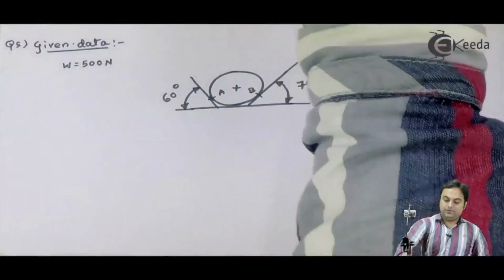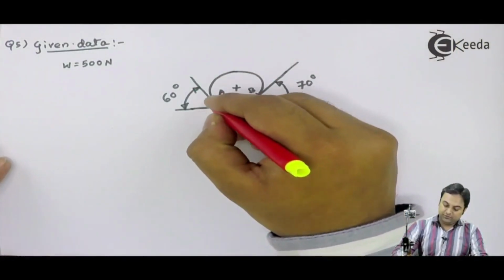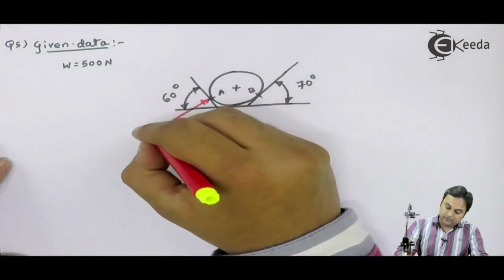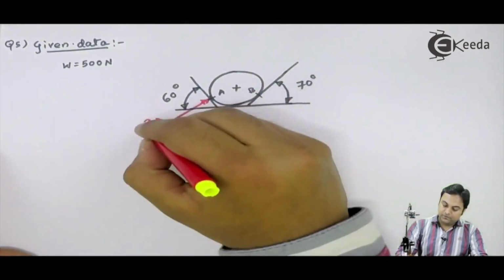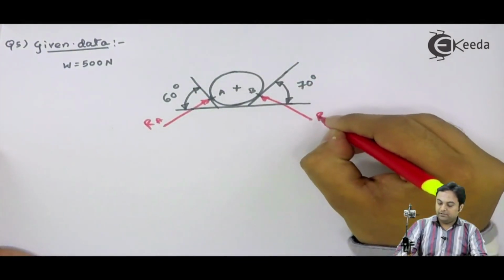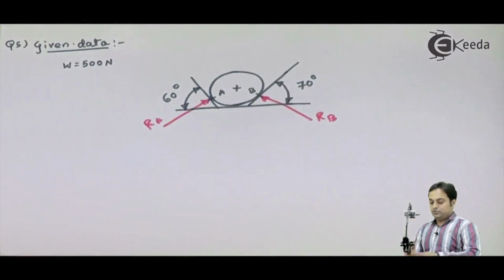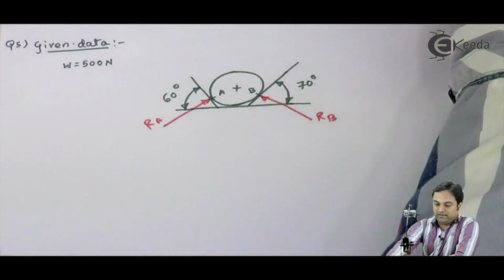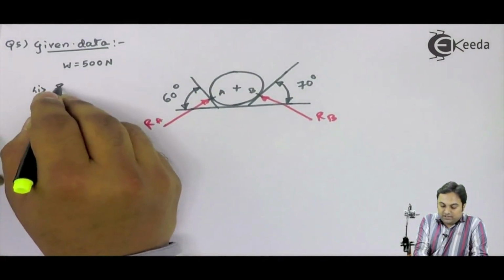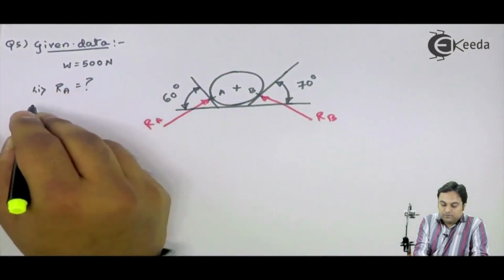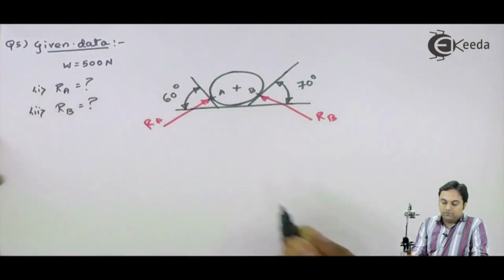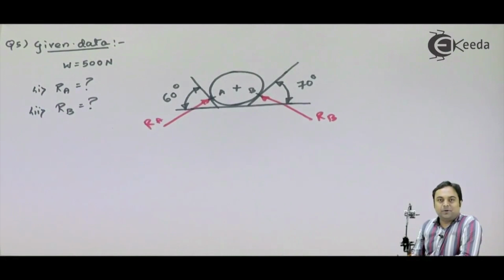Means here because of the supports, reaction would be offered in the perpendicular direction at point A. So I'll call this as RA. Then again a reaction would be there in the perpendicular direction at B. I'll call this as RB. So here also we have to calculate reactions at A and reaction at B. So my question is RA and RB. So we'll try to solve this problem.